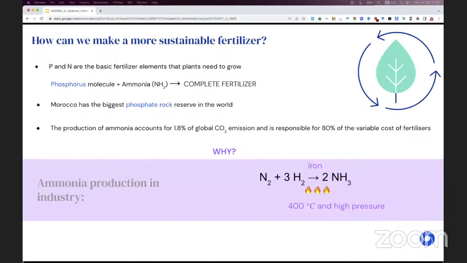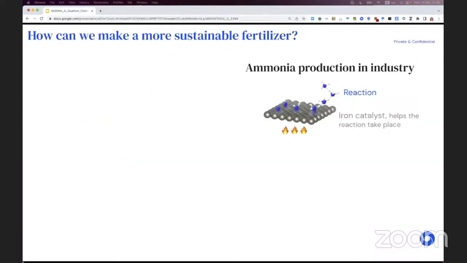And the reason for that is that the only way industry knows how to make ammonia is through this process. They take nitrogen, they mix it with hydrogen, but they need 400 Celsius degrees for that, and also very high pressures. And also, in order for this reaction to take place, you need to have your reactants on top of a catalyst, on top of a surface of iron that is not getting involved in the reaction, but is making the reaction possible. So it's helping the reaction to take place. This is very far from ideal, right? Because the fact that you need to get up to 400 Celsius degrees explains why you need to expend so much energy, and also explains why our food becomes much more expensive when fuel prices go up.